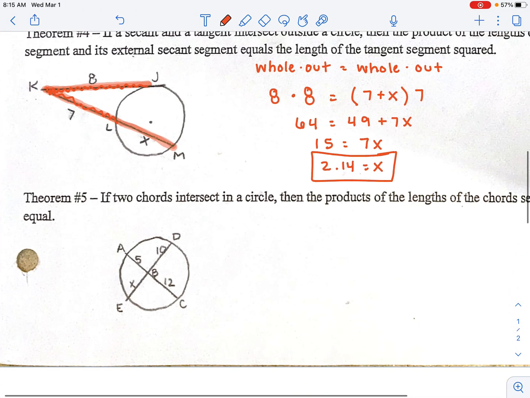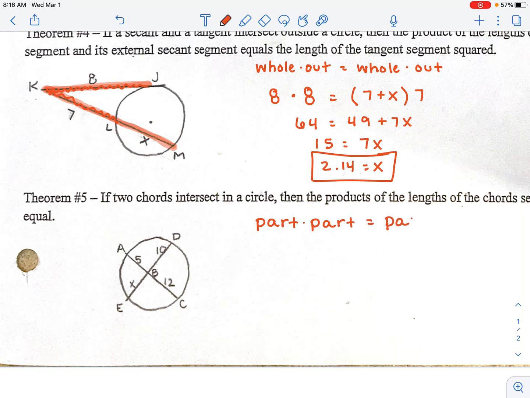The final one here is when two chords intersect in a circle. For this one, it is just one part of the chord times the other part of the chord equals one part of the second chord times the other part of it. So I call this one part times part equals part times part.